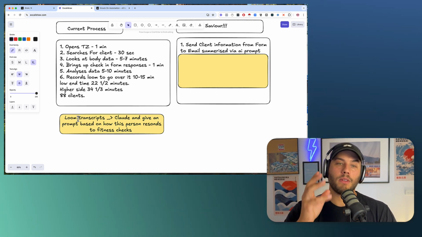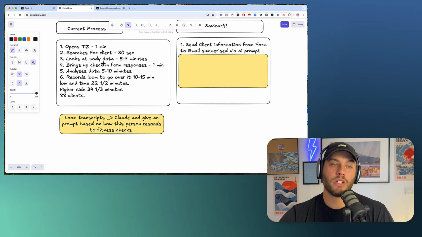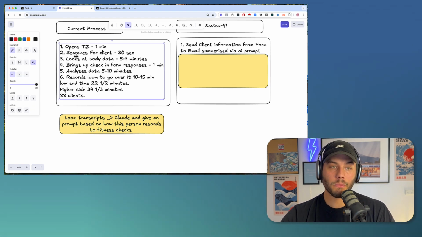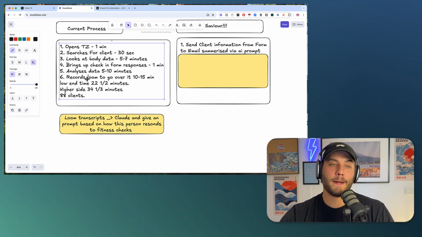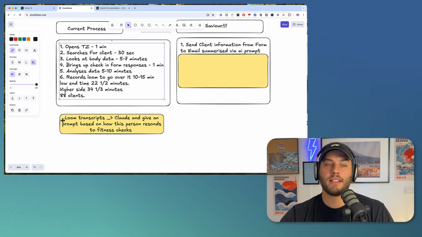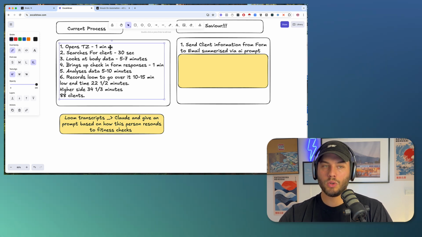So every time the person fills out their check-in form, which is this here, it brings up their check-in form responses and analyzes the data. This is now done with the information going to the coach in 0.5 of a second. Now, we did have to make some changes to their form.